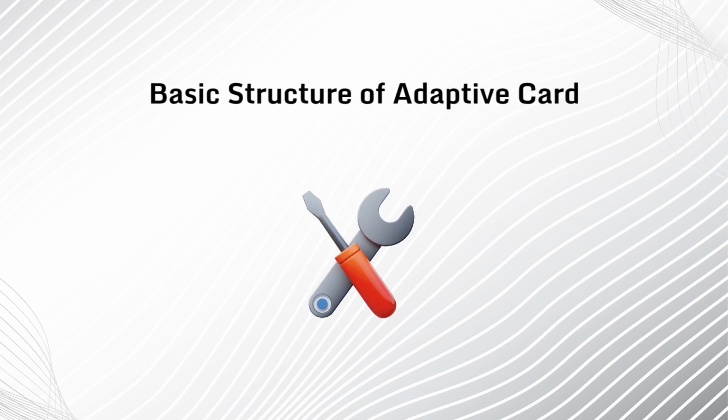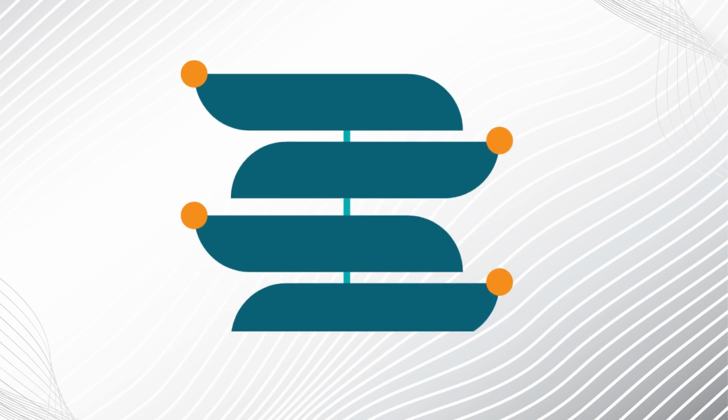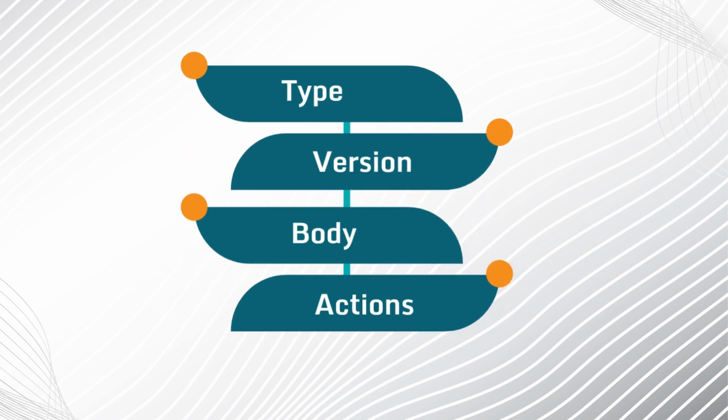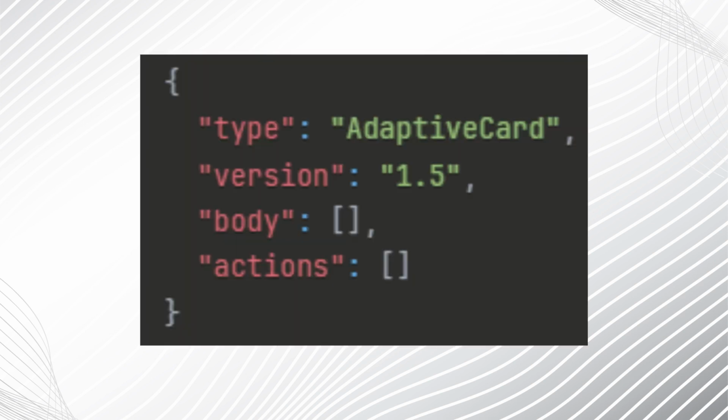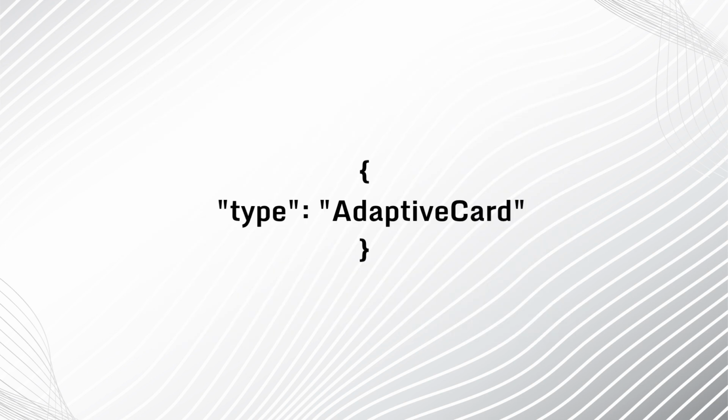Before starting, it's important to understand the basic structure of a card. There are four bare minimum elements of every adaptive card, and these are type, version, body, and actions. Now let's break down each of these four essential elements. Now let's look closer at the type property.